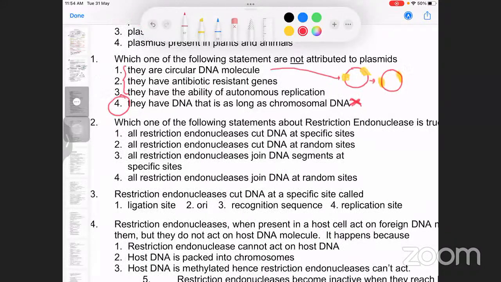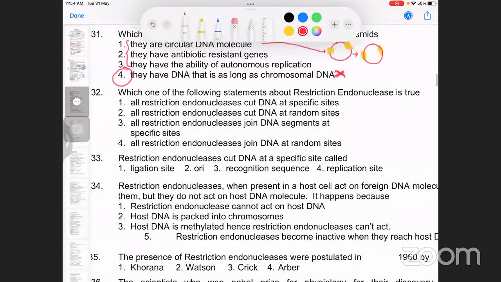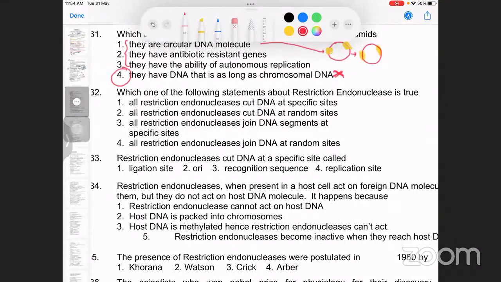Which of the following statements about restriction endonuclease is true? All restriction endonucleases cut DNA at a specific site. This was repeated, I guess, but someone asked me what is molecular scissors? They are the restriction endonucleases or exonucleases which cut the DNA. All restriction endonucleases cut DNA at a specific site, a random site, join segments, or join DNA. It will cut DNA at a specific site. So this will be the correct option, the first one.